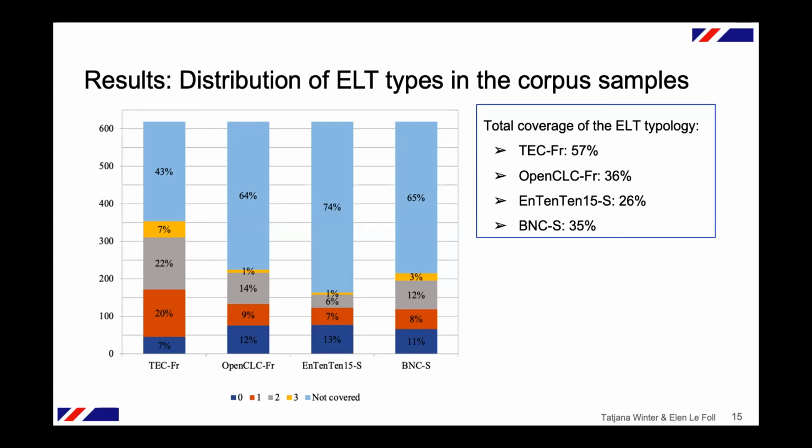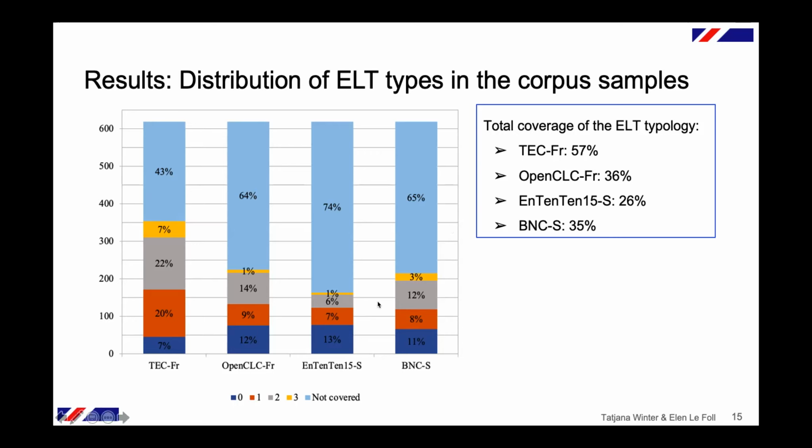The first thing we looked at is how the ELT types are distributed in our four corpus samples. What you can see on this first graph at the bottom here, 0 refers to type 0, the general truth conditional, type 1 is in orange, type 2 in grey, type 3 in yellow. And the question is, what are those big light blue bars? Those are all of the if conditionals which are not covered by the ELT typology.